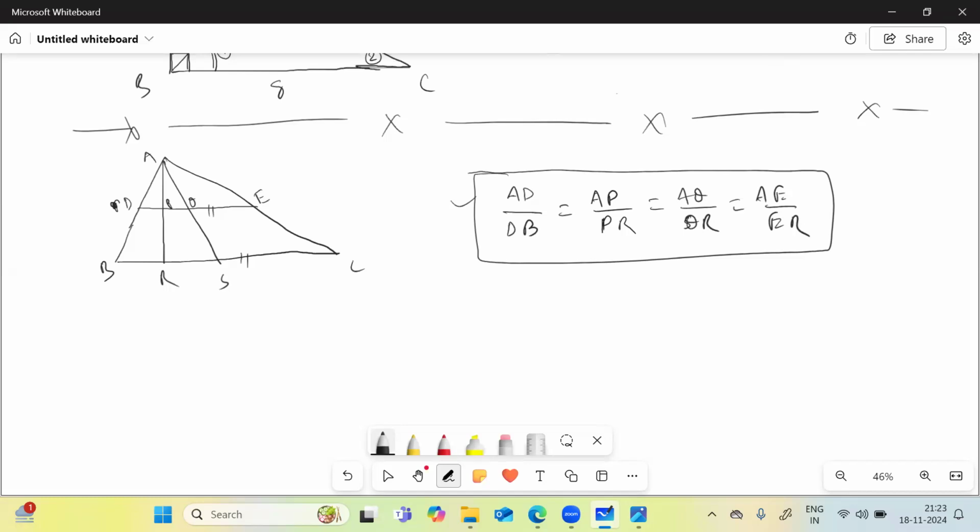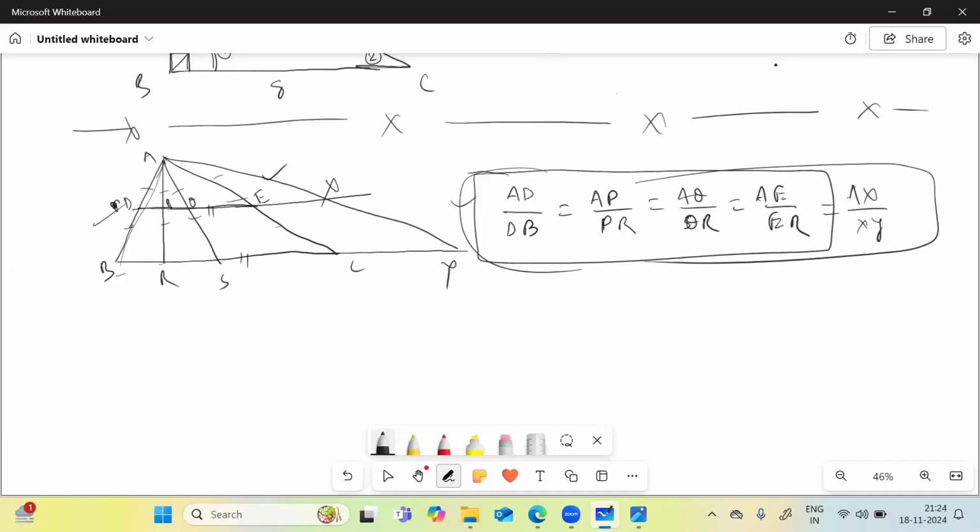Because for all these lines, this particular line is parallel to BC. So if we can take any of these as a triangle, for any triangle, this ratio would be same for all the sides. So even if I draw a separate line here, and if I increase this particular line, let's meet at X and this is Y, then AX by XY will be the same as all the previous ratios. Okay, is this clarity visible to you? Yes, sir.